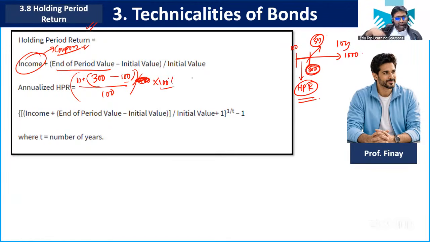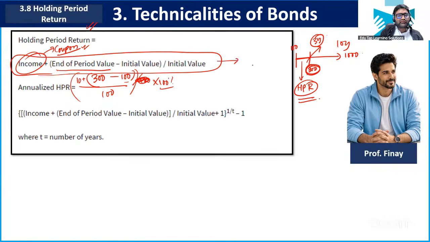Whatever period for which you have held this particular bond, for that period only you are calculating the holding period return. This is not annualized, as you can very clearly see, but it gives you an idea of the total returns that you are going to get. It is not on a yearly basis. We will have to calculate it on a yearly basis. For that the formula is slightly different: income plus end of period value minus initial value, all divided by initial value, plus 1, to the power 1 by t, minus 1.